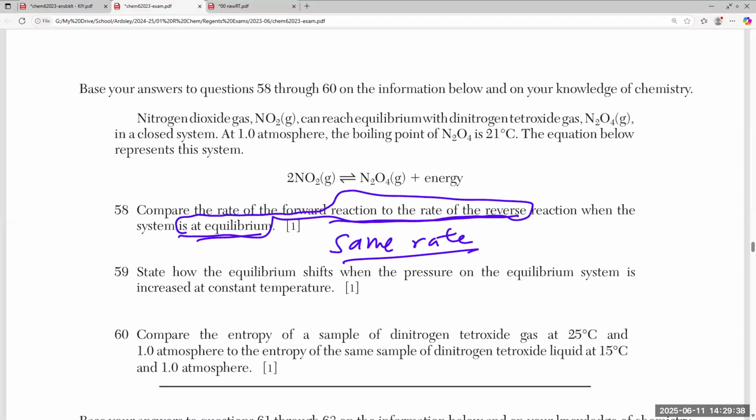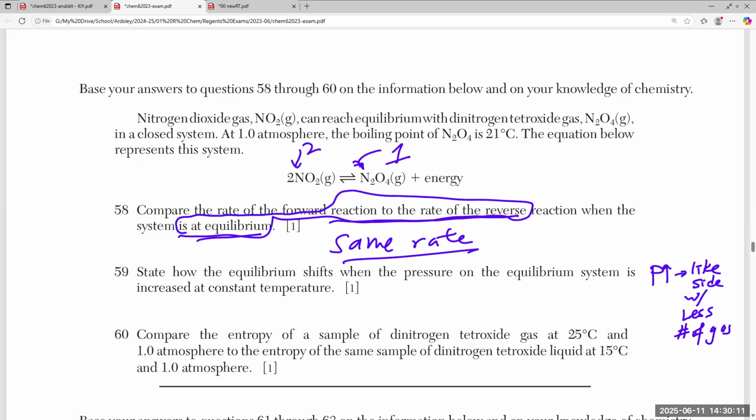Okay? State how the equilibrium shifts when the pressure in the equilibrium system is increased at a constant temperature. So what do we know about pressure? If you increase pressure, they like the side with fewer moles of gas. All right, so let's go look up here. What do we notice? We got 1 versus 2, right? So which side is going to be favored when you increase pressure?